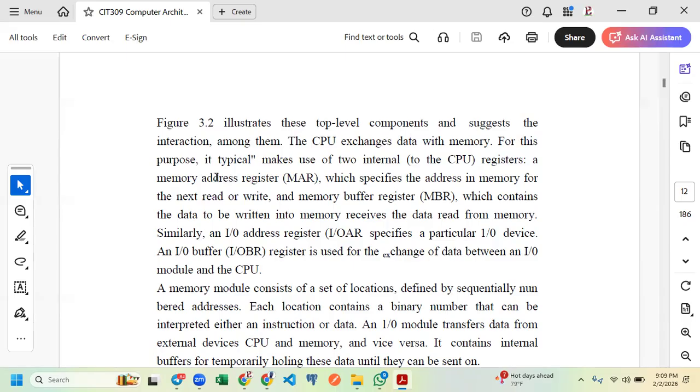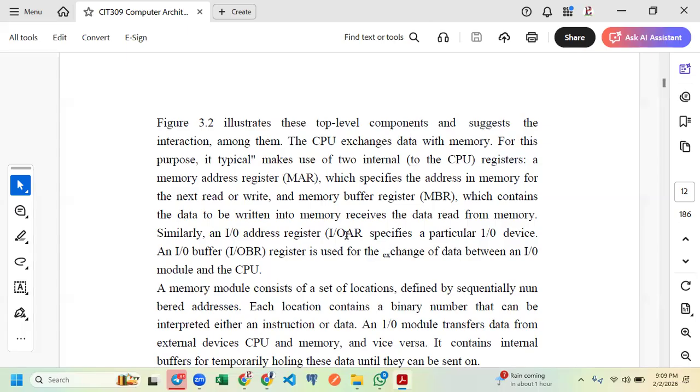Now, the MAR that we're seeing under the CPU is the memory address register, which specifies the address in the memory for the next read or write. And the memory buffer register, MBR, contains the data to be written into memory, or receives the data read from memory. Similarly, an input-output address register. Okay, AR means address register.